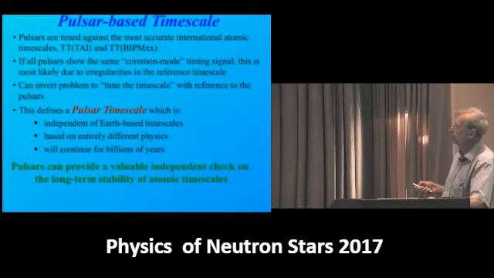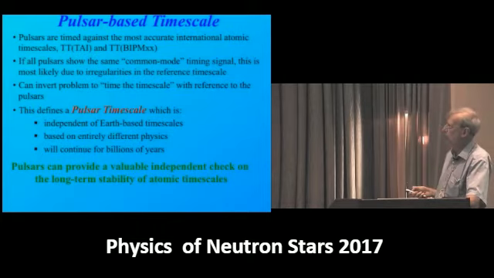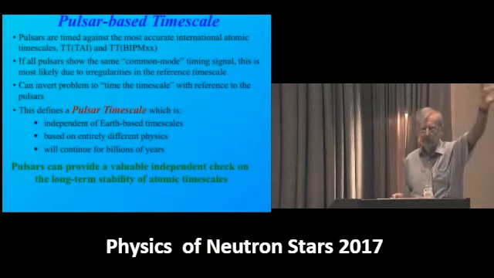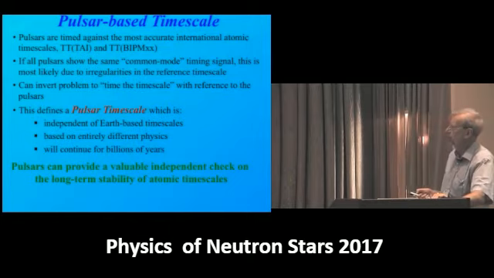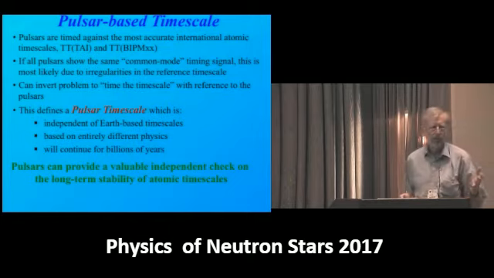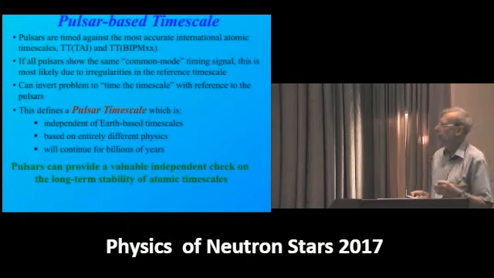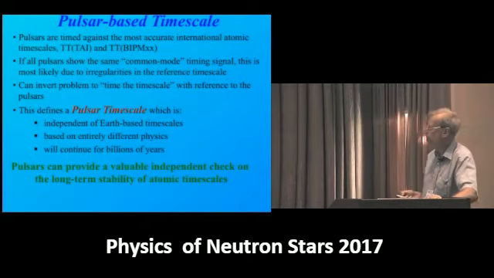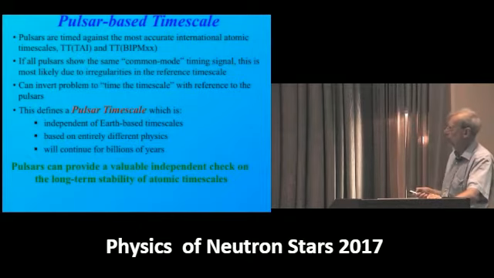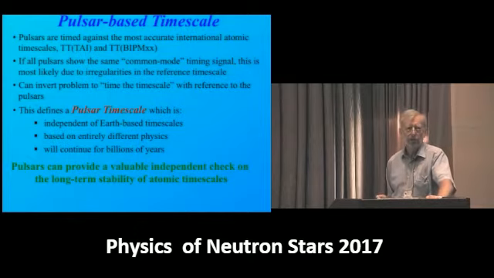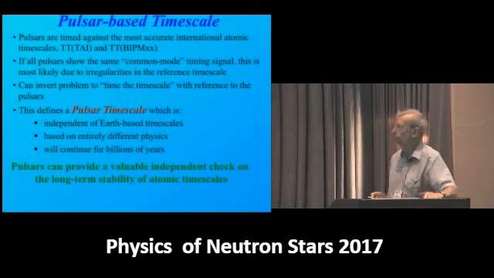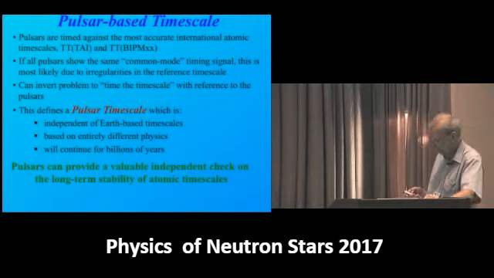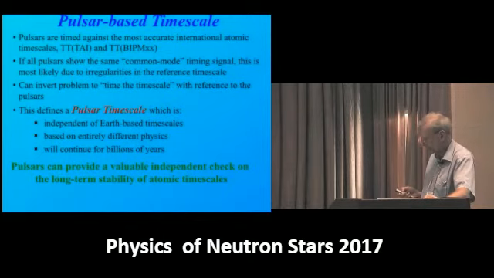And that defines this pulsar timescale, which is independent of Earth-based timescales. It's based on the pulsars, which are way out there. It's based on completely different physics. Atomic clocks are based on quantum mechanics. The pulsar timescale is based on rotation of a macroscopic object. And importantly, the pulsar timescale will continue for billions of years. Atomic clocks only last 10 or 20 years, and then they have to replace them. So there's potential for errors to creep in on that, but the pulsar timescale will keep going forever, basically.